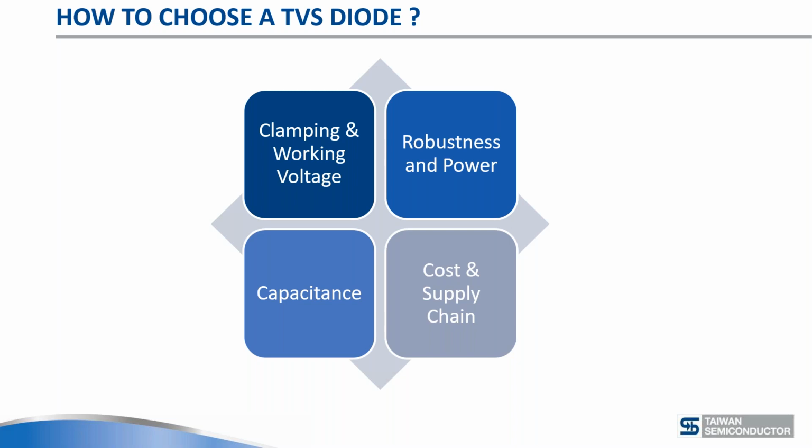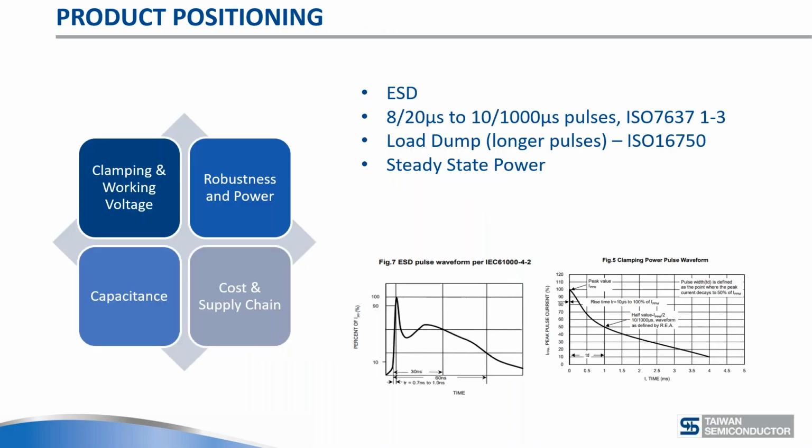We also have to take into account robustness and power, capacitance, and the cost and the supply chain. So we actually give you a complete picture of these things. How to choose a TVS diode will depend on the pulse you're protecting against, and that is important from a technology perspective. If you have an ESD pulse, the only thing that is going to be important is the capacitance, and also maybe the package and the layout of your system.